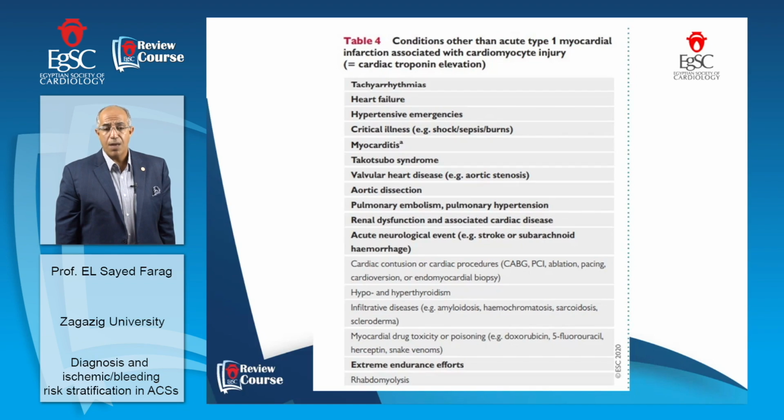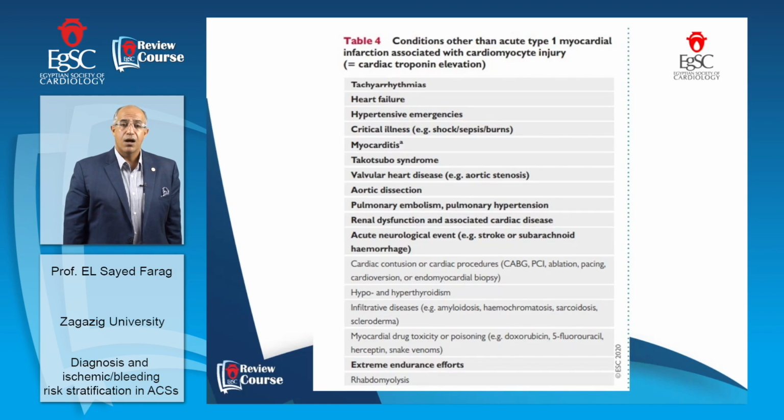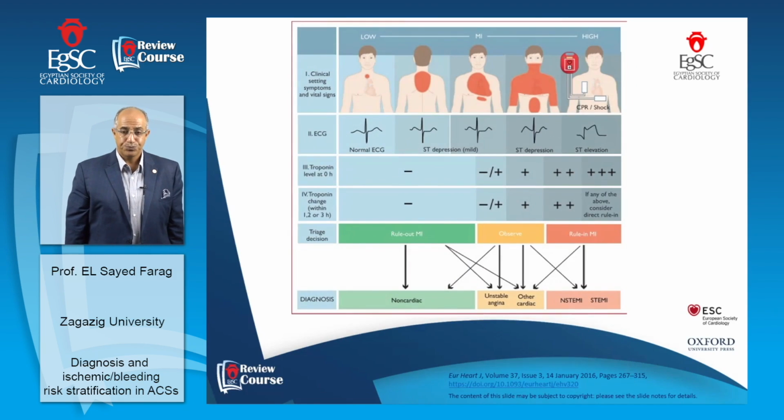Also hypo- and hyperparathyroidism, and infiltrative diseases like amyloidosis, hemochromatosis, sarcoidosis, and scleroderma. Myocardial drug toxicity or poisoning also can be associated with elevated cardiac troponin. And finally, extreme endurance efforts and rhabdomyolysis can also be associated with cardiac troponin elevation.